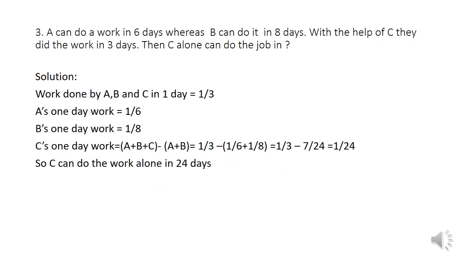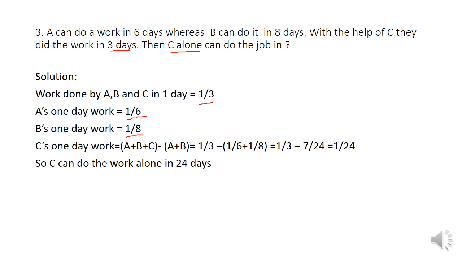Here in this question, A can do a work in 6 days, whereas B can do it in 8 days. With the help of C, they did the work in 3 days. Then C can do the job in how many days? Work done by A, B and C in 1 day will be 1 by 3, as they did the work in 3 days. 1 day work of A will be 1 by 6 and B will be 1 by 8. Here we have to find the time taken by C alone to complete the job.